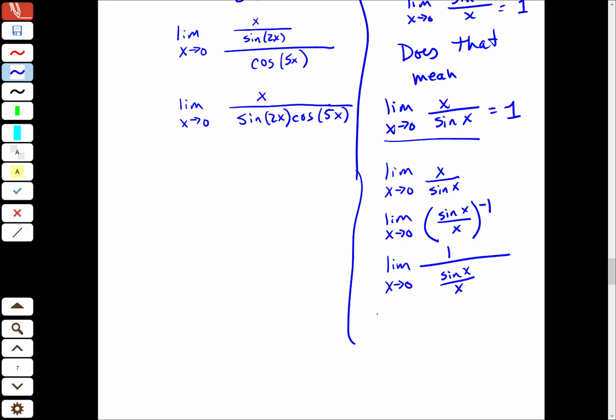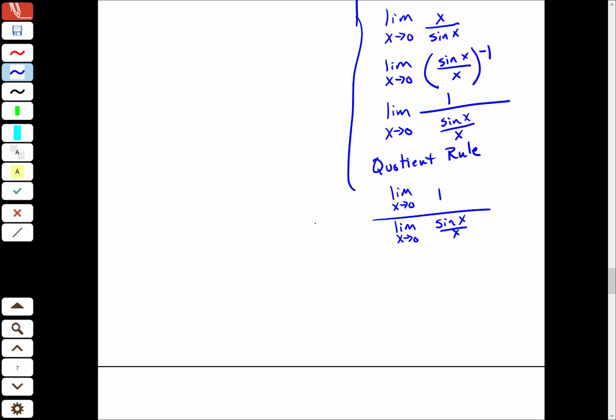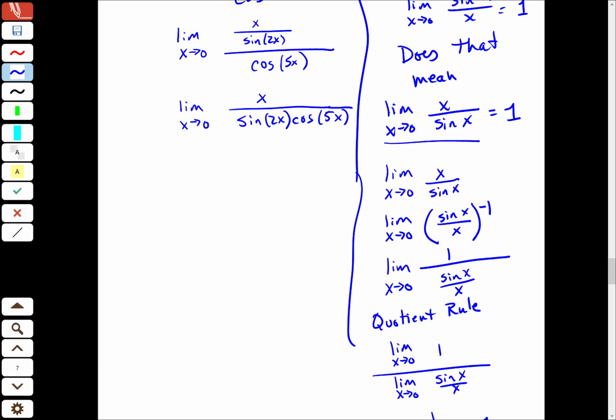Okay, and now I have this quotient rule here that says I can split these limits up as long as the limit of the denominator is not 0, and it's not. So I get the limit as x goes to 0 of 1 over the limit as x goes to 0 of sine x over x. And that is 1 over 1, my friends, which is equal to 1. Okay, beautiful. So I'm going to use that right up here where I have sine 2x, right? Now I know this piece. So I want to say now I know that the limit as x goes to 0 of x over sine x is also equal to 1.